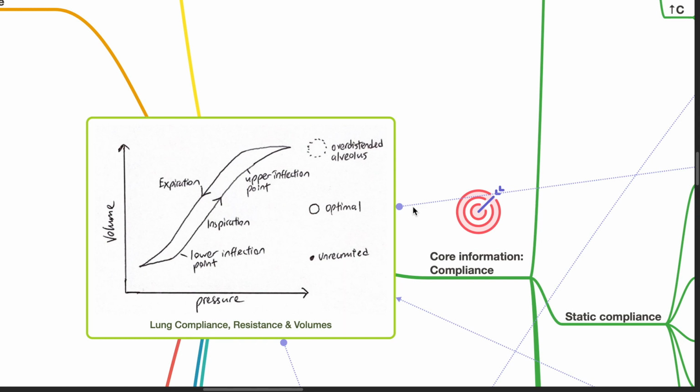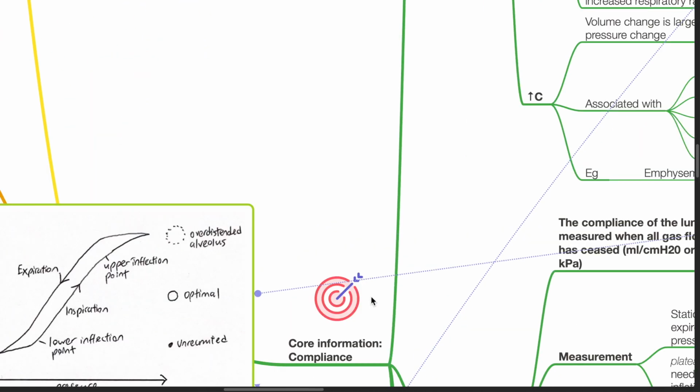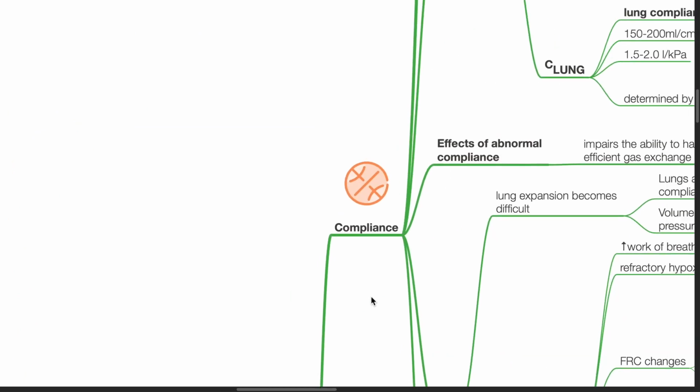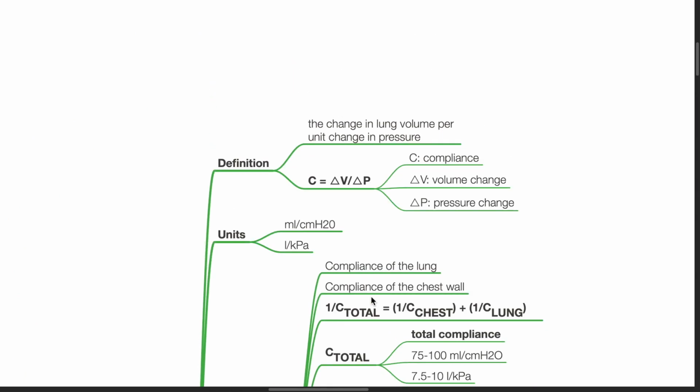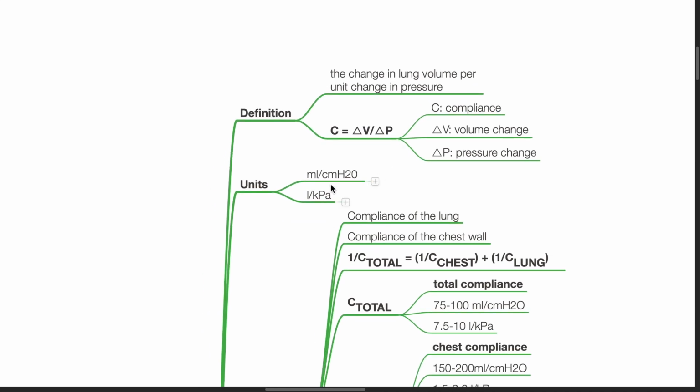Today we will be discussing lung compliance, resistance, and volumes. Lung compliance. Lung compliance is defined as the change in lung volume per unit change in pressure, and the units are mL per cm H2O or liters per kilopascal.